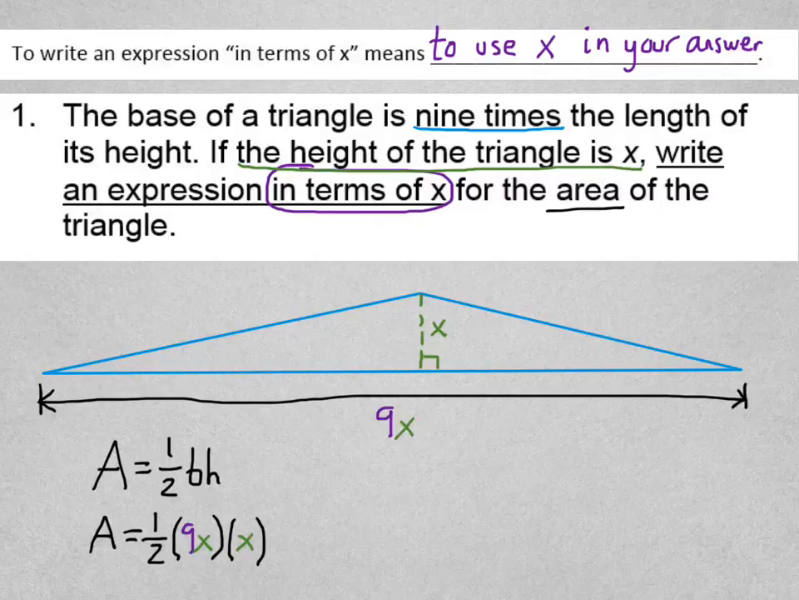Okay, now I'd like to simplify it just a bit. So to multiply all of these things, I can multiply the numbers together, and I can also multiply variables that are the same together. Okay, so 1/2 times 9 is 9/2. I mean, you could put 4.5, but in general, it's preferred that you use the fraction. Okay. Then we have x times x. Anything times itself is squared, so x times x is x squared. There we go. We have an expression for area. The area of that triangle is 9/2 x squared.